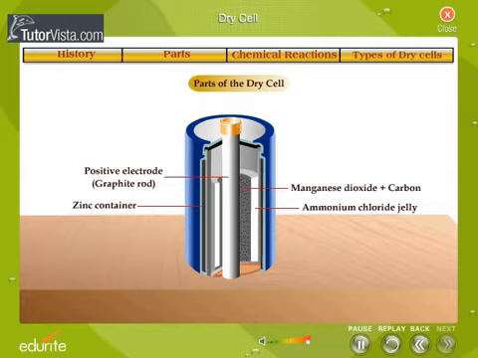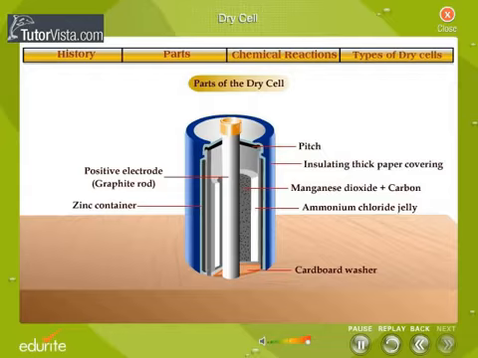A mixture of manganese dioxide and powdered carbon surrounds the graphite rod. The jelly is prevented from drying up by sealing the top of the cell with pitch or asphalt. A cardboard washer is used to prevent the graphite rod from coming in contact with the zinc can. This is referred to as the spacer. The zinc can is surrounded by an insulating thick paper covering. The positive terminal of the cell is a brass knob at the top, while the negative terminal is at the base.